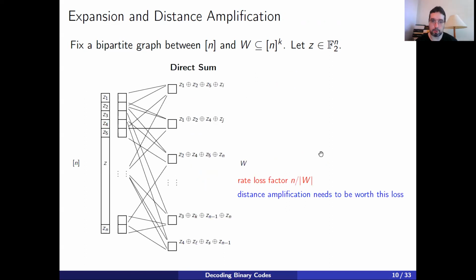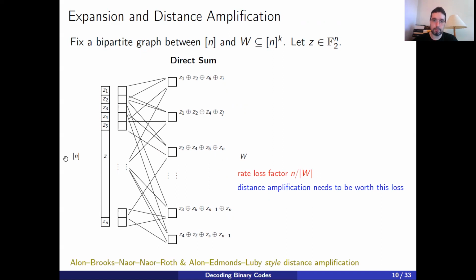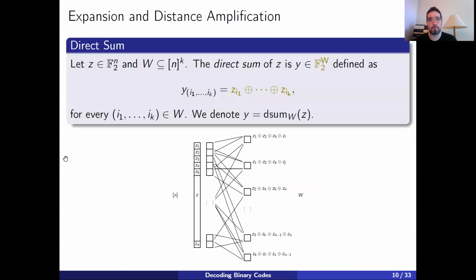And as we conduct this process, typically the size of W is larger than n. And we are incurring a rate loss. But at the same time, we hope that we are amplifying the distance. And there is this tension between the two. So the trade-off is important: how much we are losing in rate and how much we are gaining in terms of the distance. Very good. And these authors were the first to study this kind of amplification using expanders, and it has many applications in coding theory.